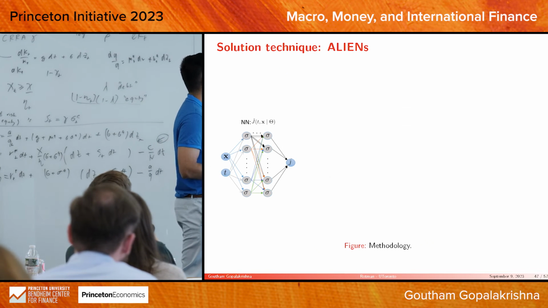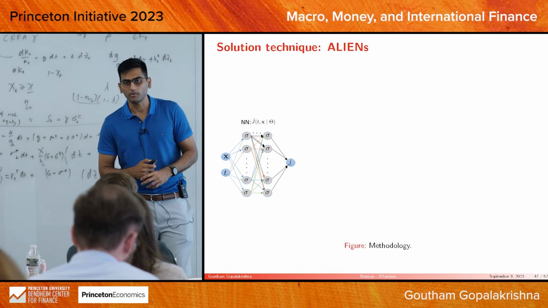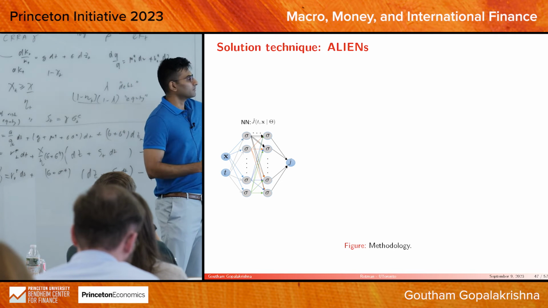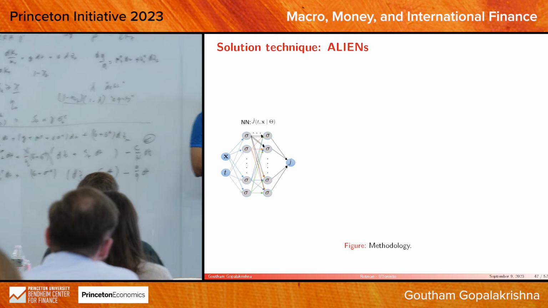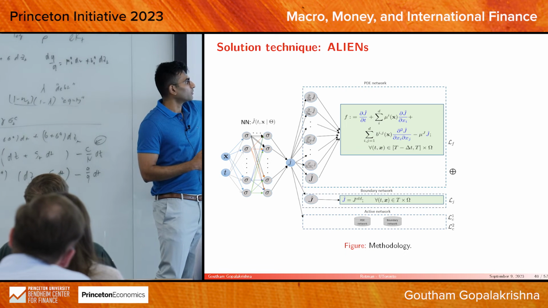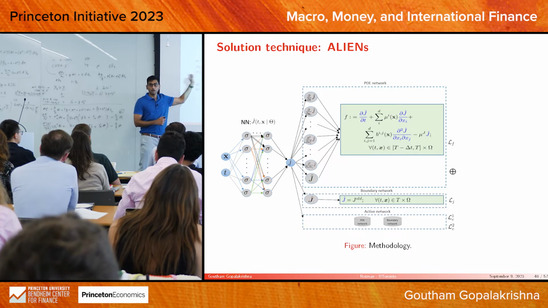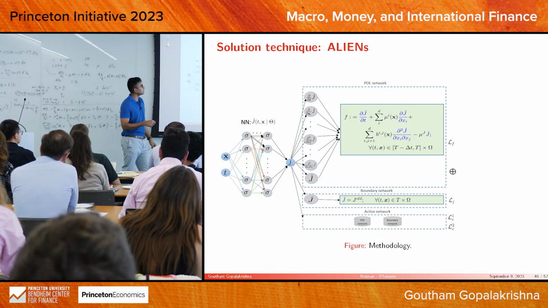Okay. Now, how do we actually optimize this? Start with the feed-forward neural network. You get J hat. Well, that's going to be lousy. So what do we do? We use automatic differentiation and compute these partial derivatives.